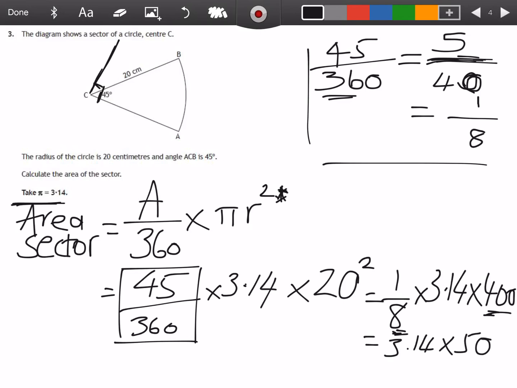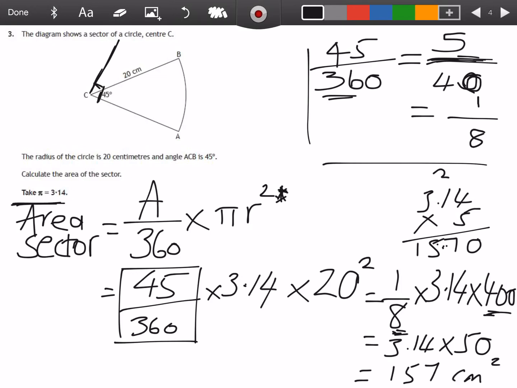And again, if you wouldn't have done it the same way as me, pause the video, work it out in your own way. 3.14 times 5. I'm going to times by 5, then I'll put a 0 at the end or multiply by 10. Let's see, 15.7. But it's 3.14 times 50, so not 15.7, it's 157. And it's squared centimetres for the area.